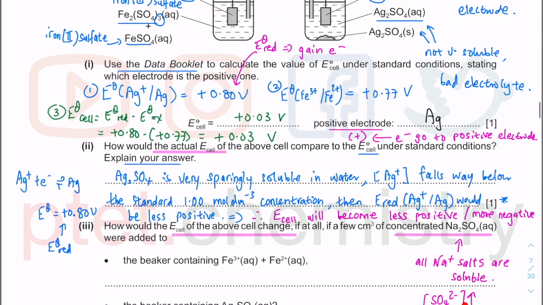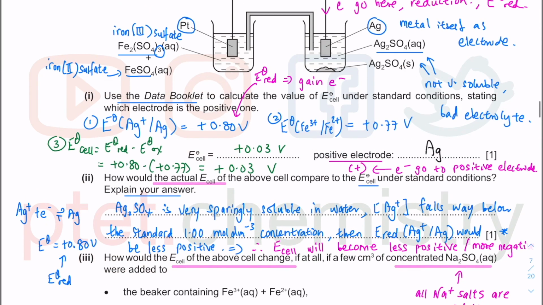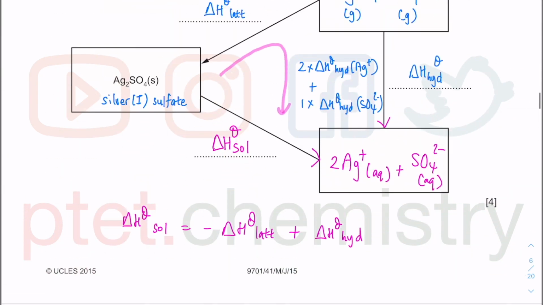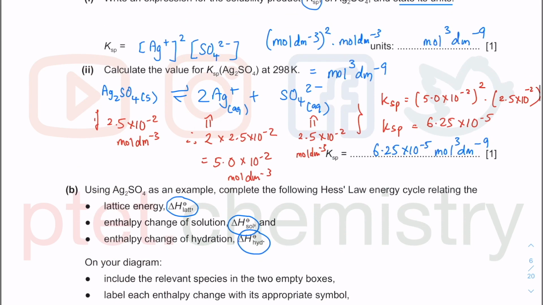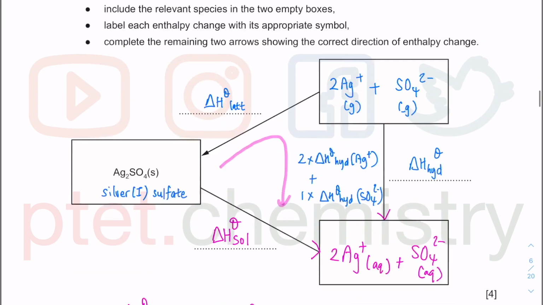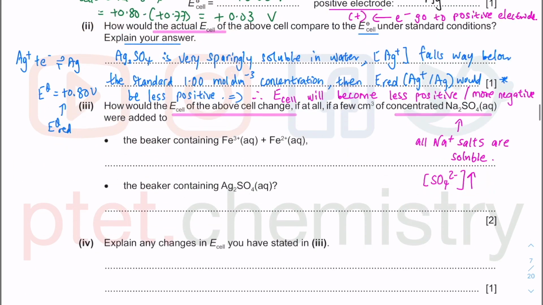Since we get more SO4 in the equilibrium, you can imagine the Ksp equilibrium set up earlier in the question. If we have more SO4 from the sodium sulfate, this equilibrium will try to remove the SO4 from the equilibrium. It will shift to the left hand side. When you shift to the left hand side, you will get even lesser Ag+ concentration as a result of this common ion there.